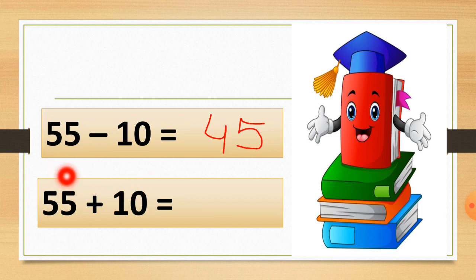Here is 55 plus 10. So now you understand which side we have to move and how many steps. Here is the number 55 and we have to add 10 to it. We have to add 10, so we move down just one step and we will get the answer.